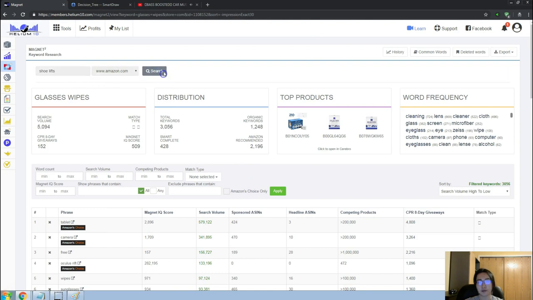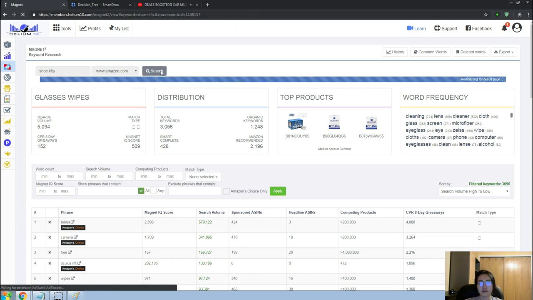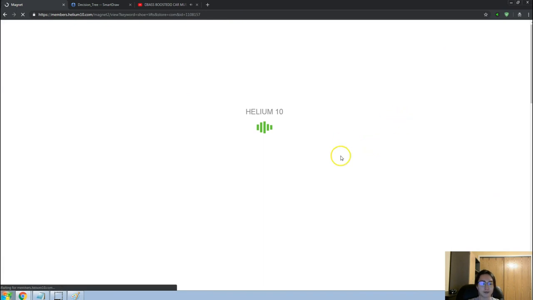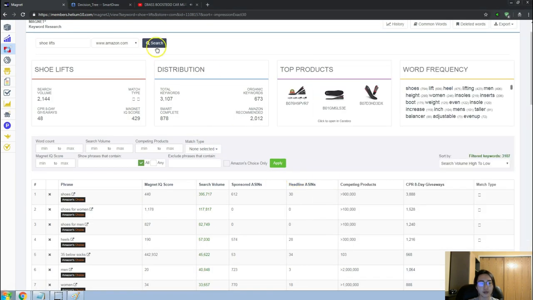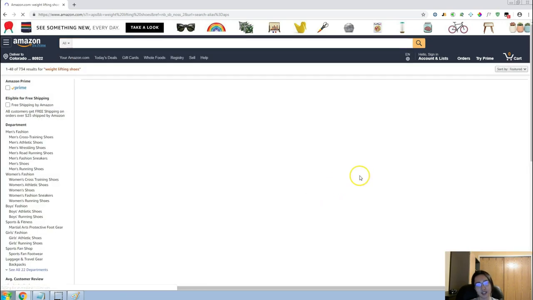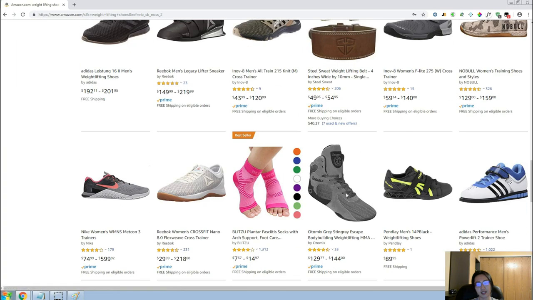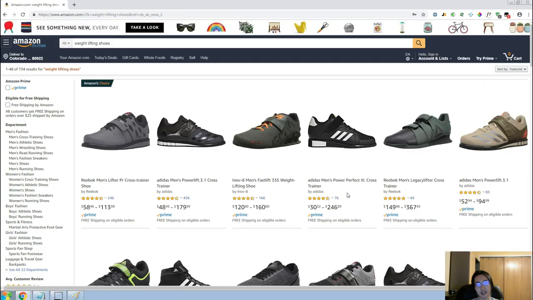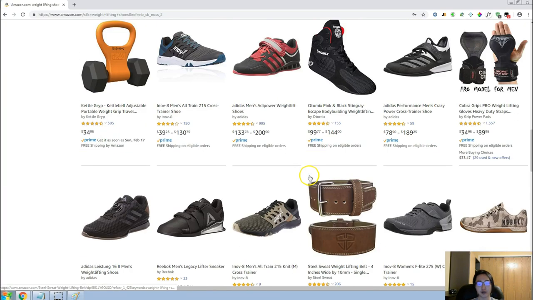Shoe lifts. Never thought that, huh? Weightlifting shoes. What? You know, I never thought, and now that I just looked into this, there's really never shoes that are specifically designed for weightlifting. And your feet take a lot of pressure when you lift weights.